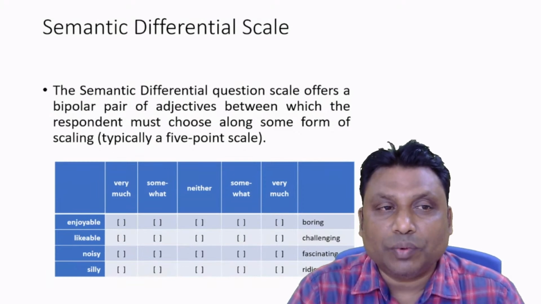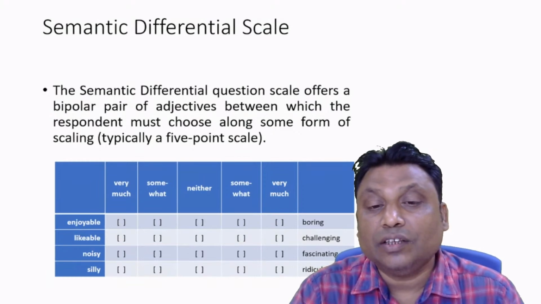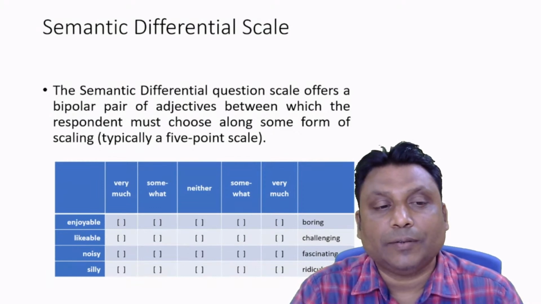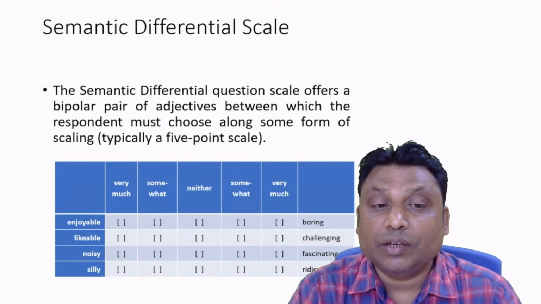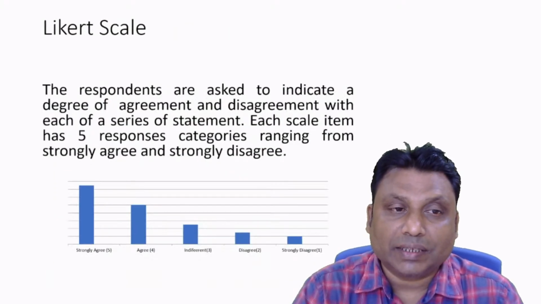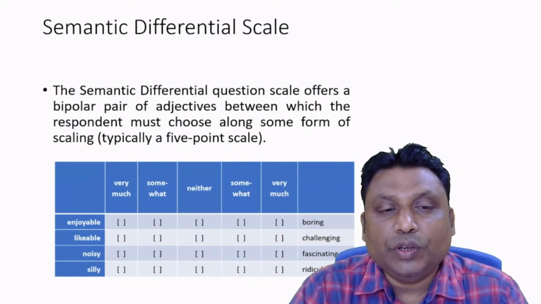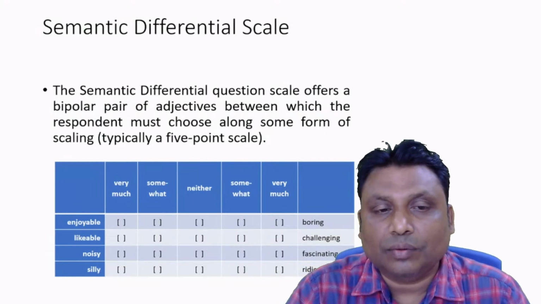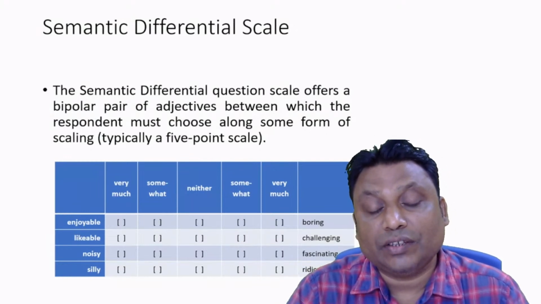On this basis we have to collect the information. When you are using the semantic differential scale, it should be a 5-point scale, not less than 5 points or more than 5 points. Likert scale and semantic scale are the same type of scaling techniques, but we use different choices for the respondent to answer your questions.